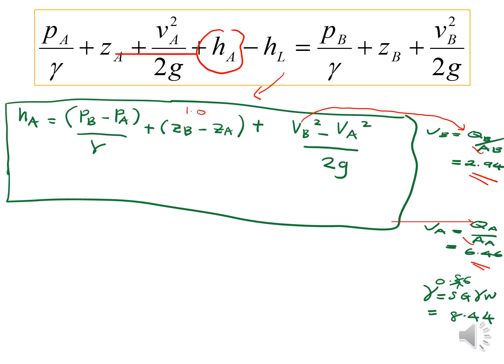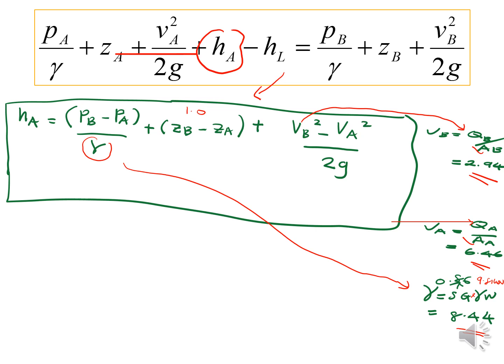And PB minus PA divided by the specific weight. This is the specific weight for oil, so we can determine it based on this equation, in which the specific gravity of the oil, which is 0.86, is multiplied with the specific weight of the water, which is 9.81 kilonewton. When you multiply them, you will get 8.44. And of course the PB and PA are provided from the question.